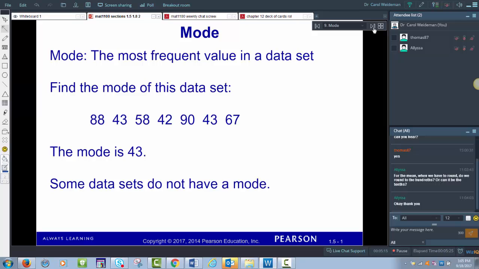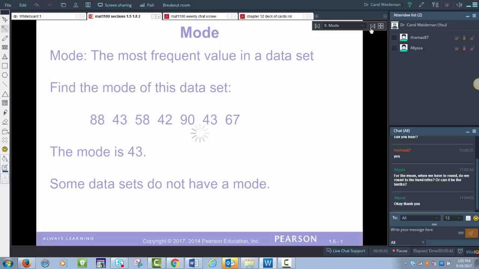So every data set will have a mean and a median. It may or may not have a mode, and in fact it may have more than one mode depending on the data set. So mode is the most frequent. If all the data values appear once, then we say there is no mode because there's no most frequent value. They're all the same frequencies.